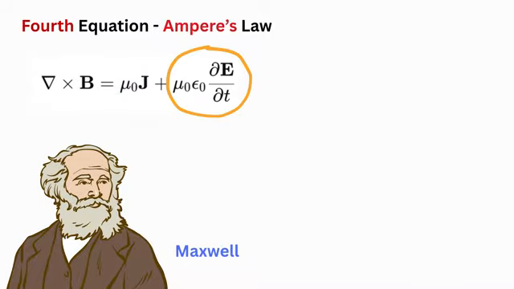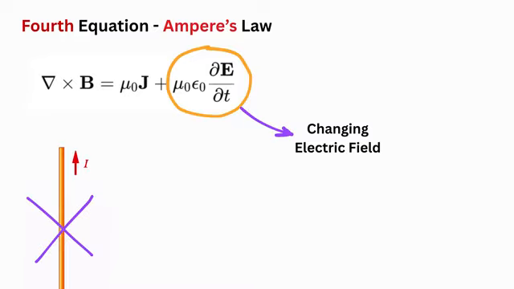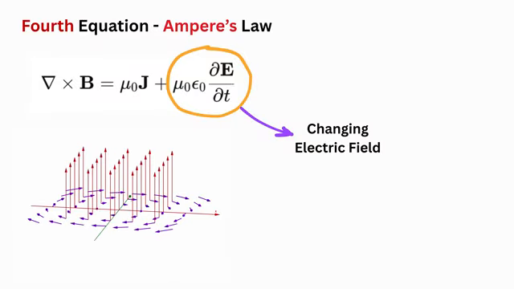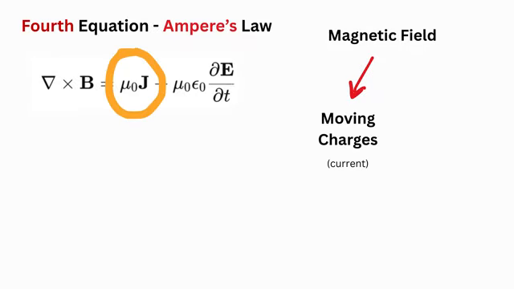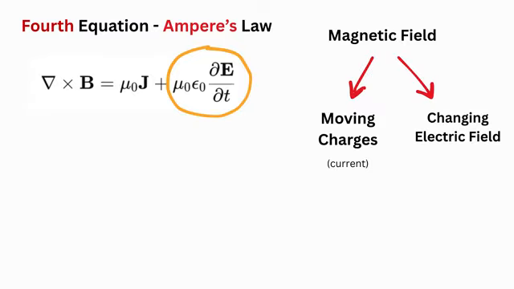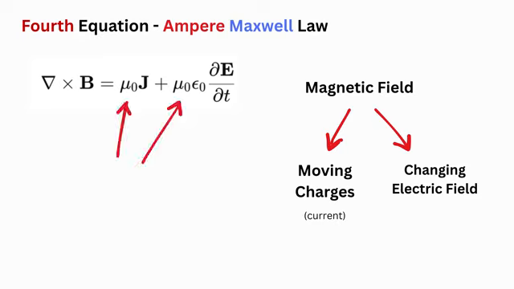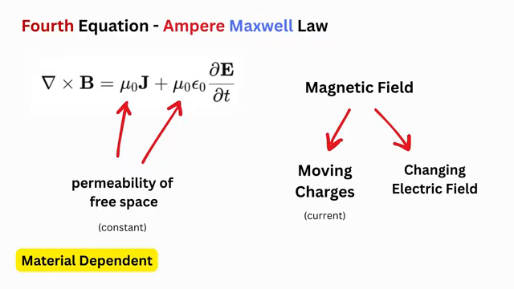He added the second term, which involves the change of electric field with time. This means that even if no charges are moving, a changing electric field can still create a magnetic field. So according to this equation, circular magnetic fields can be produced either by electric currents or by changing electric fields. So this fourth equation is also called Ampere-Maxwell law. This variable μ0, like epsilon 0, is a physical constant called the permeability of free space. This also depends upon the material present around the field. That is out of this world.